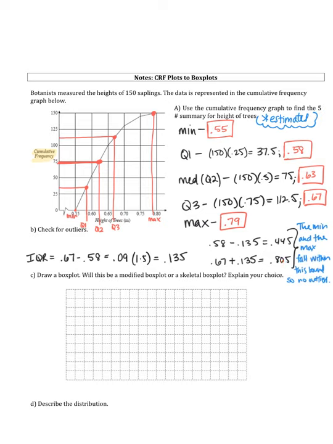Now we're going to draw a box plot or a skeletal box plot, and we're going to explain our choice. So will it be modified or skeletal? This is definitely going to be a skeletal box plot. And there's a couple reasons, okay? So since there are no outliers, a modified box plot is not needed.